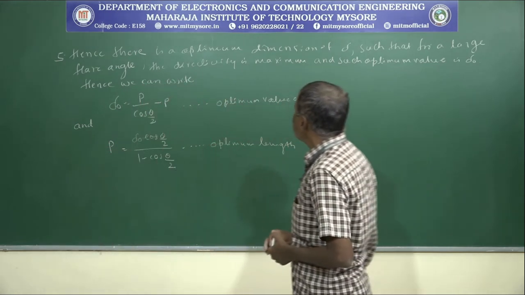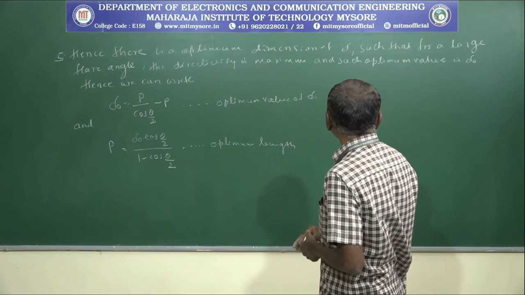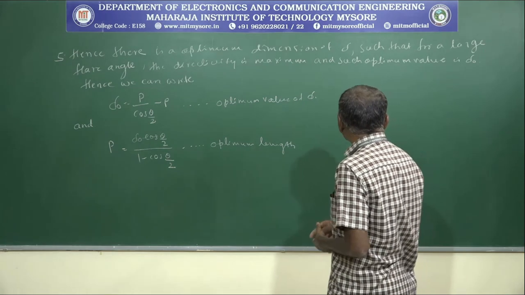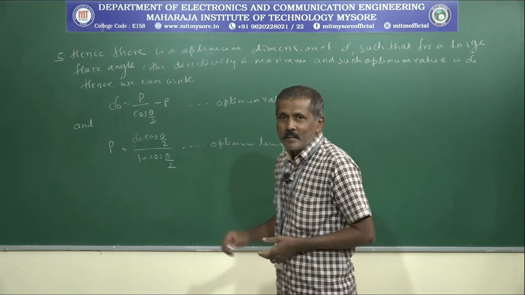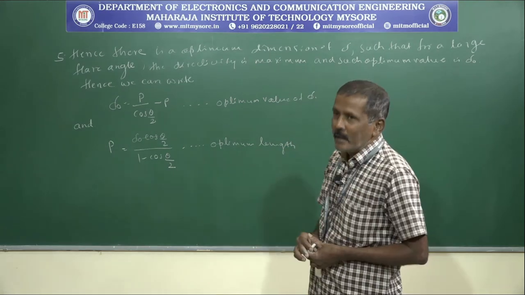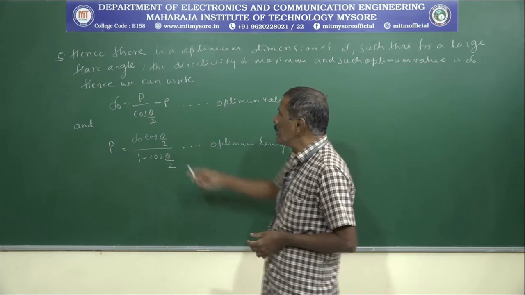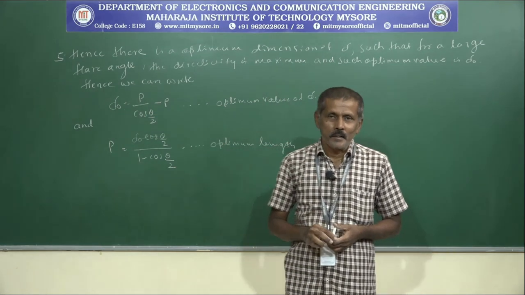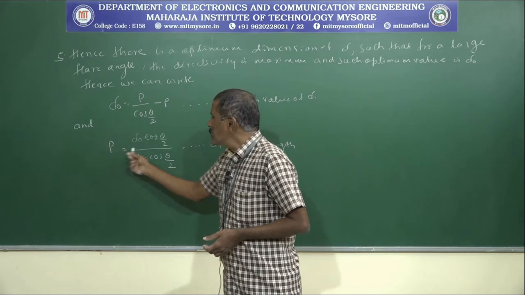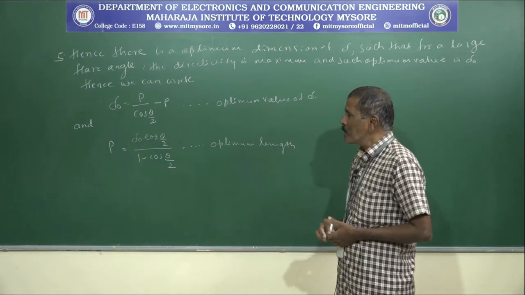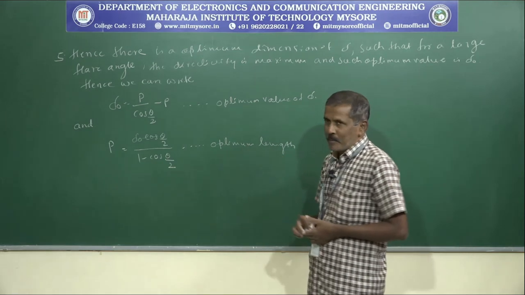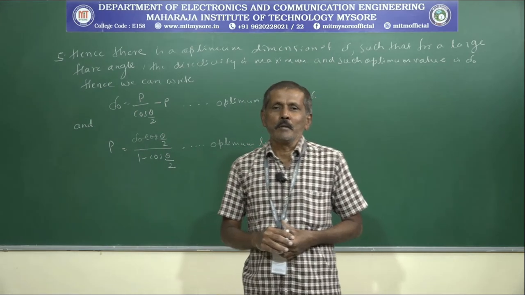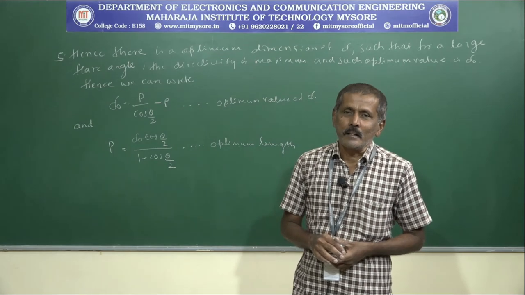Hence, there is an optimum dimension of delta such that for a larger flare angle, the directivity is maximum. Such an optimum value is called delta zero. Hence, we can write delta zero equal to P divided by cos of theta by 2 minus P. And this delta zero will give the optimum value of delta. And P is equal to delta zero cos of theta by 2 divided by 1 minus cos of theta by 2, so it is going to give the optimum length. With these values, if you design a horn antenna, it will give the maximum directivity and the minimum side lobes.